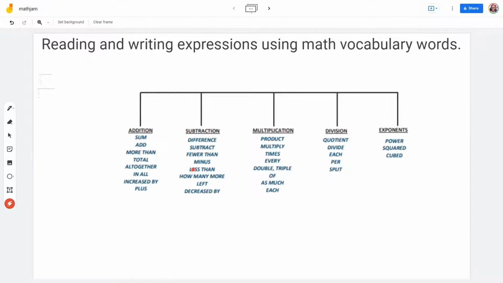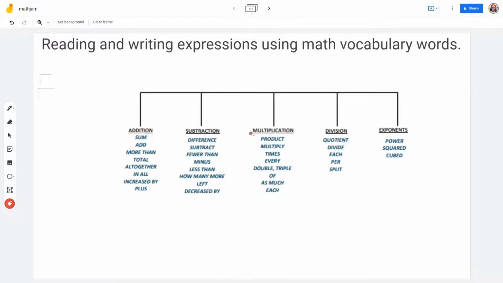All right, in our next category, we have subtraction. Whenever we see something that's going to be subtraction, we're going to see words like difference, subtract, fewer than, minus, less than, how many more, left, and decreased by.